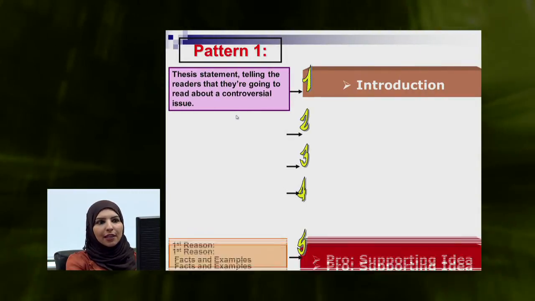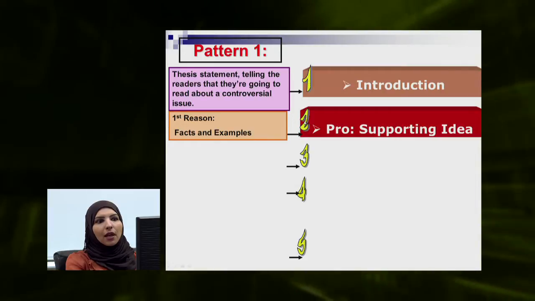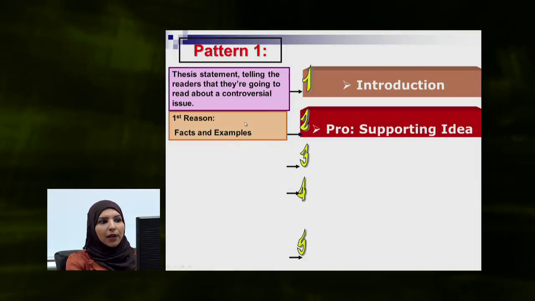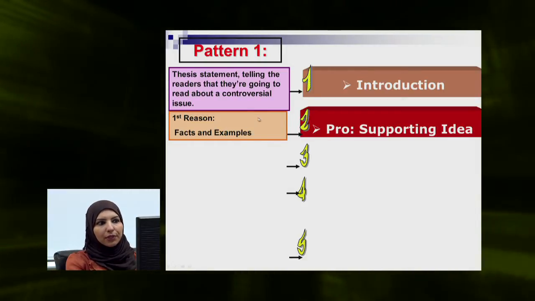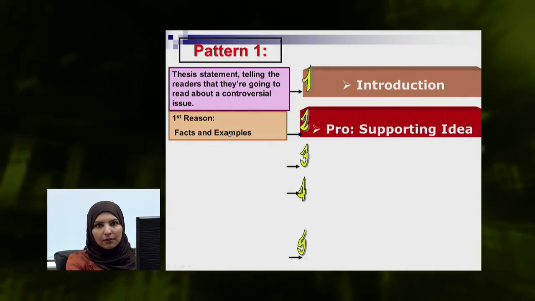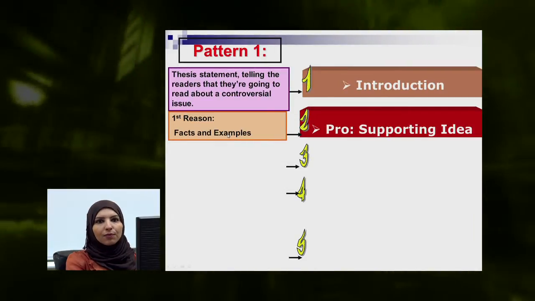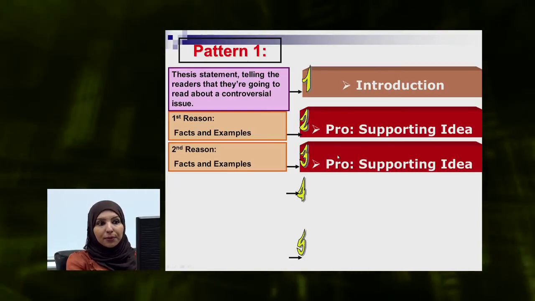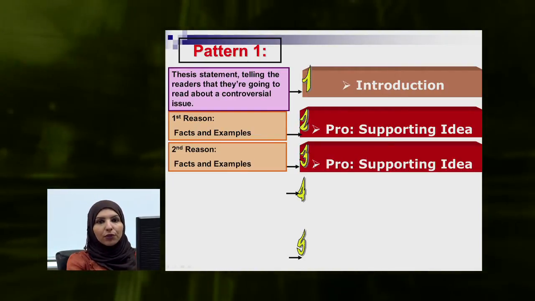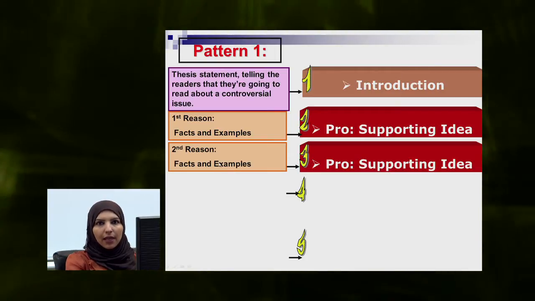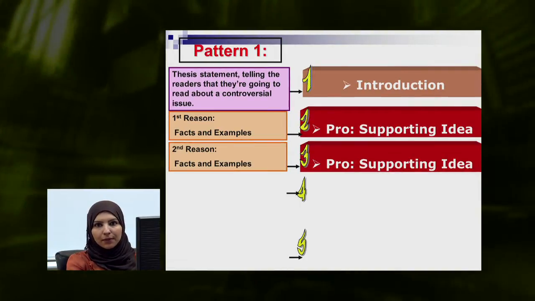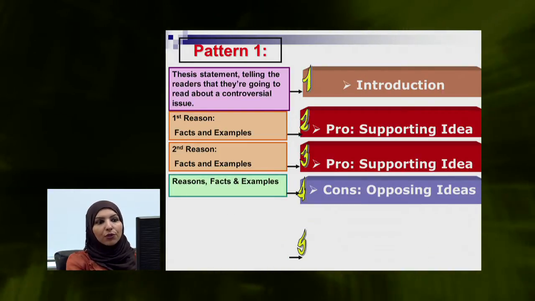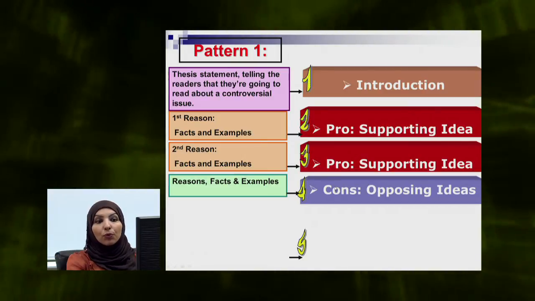Then comes your second paragraph, which is about a pro or a supporting idea, and you are going to write your first reason supported by facts and examples. After that comes your third paragraph, which is about a supporting idea too. And in this paragraph, you are going to write about your second reason supported by facts and examples. In the fourth paragraph, however, you are going to write about the cons, which means the opposing ideas.